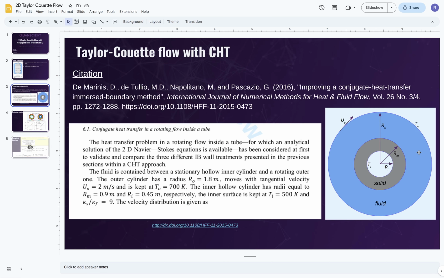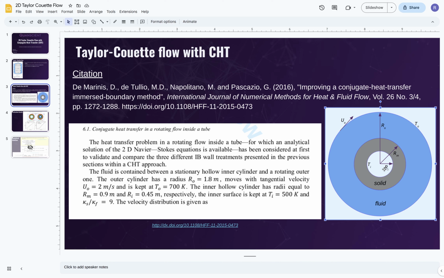So we have chosen the problem statement from a 2016 article by D. Marinas et al. It's titled Improving a Conjugate Heat Transfer Immersed Boundary Method. It's published in the International Journal of Numerical Methods for Heat and Fluid Flow. The description of the problem is provided in detail in the left image, and the same is pictorially represented on the right image. So the geometric domain is formed by two concentric hollow cylinders. The outer blue concentric cylinder forms the fluid domain, while the inner gray hollow cylinder forms the solid domain.